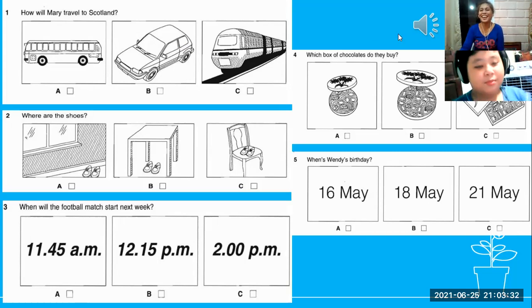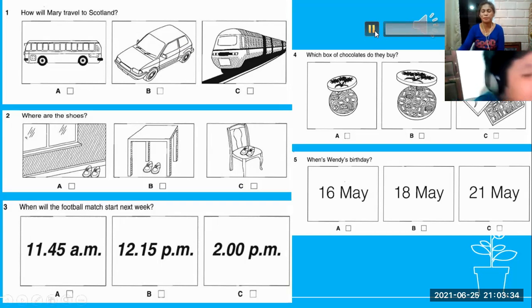Okay, so listen. Now we're ready to start. Look at question one.